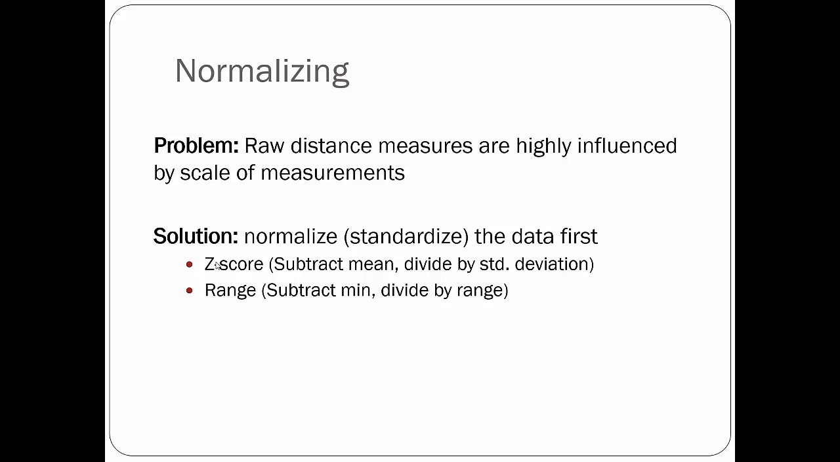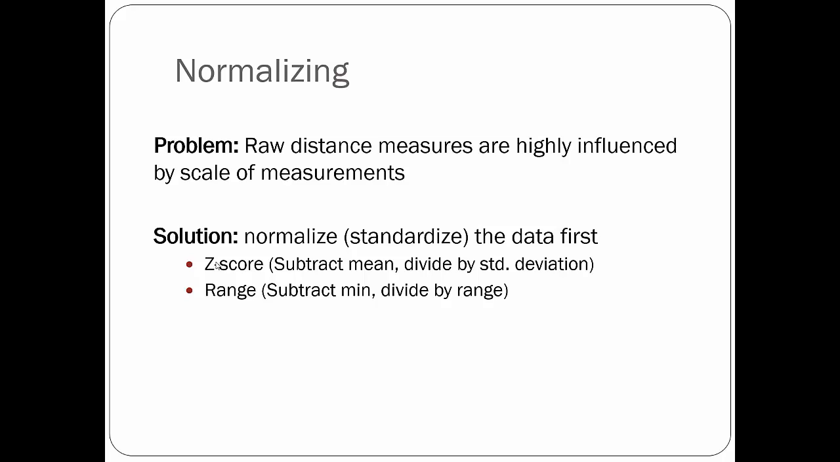And another approach is called range. The range standardization is you take each observation and subtract from it the minimum value in the column. So how far away is the value from the minimum value? And then you divide by the range. Range is maximum minus the minimum. So this standardization or normalization will convert all the values to 0 to 1 scale.